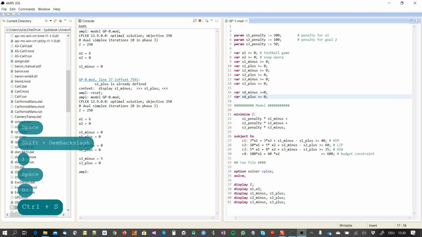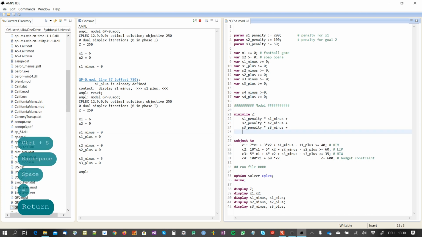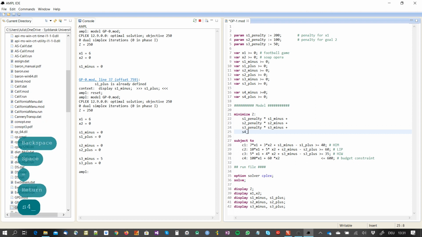Now we introduce the penalty of $1 additional if we exceed this. So if the deviational variable S4 plus is exceeded, and I don't introduce a penalty coefficient here because we said it's $1, so I don't need to add that here. But if you want to make it more flexible and you want to divide the data from the model, then you should also introduce a parameter for the S4 penalty.